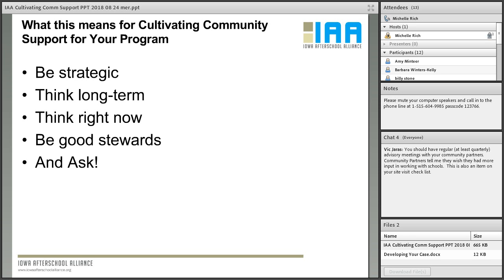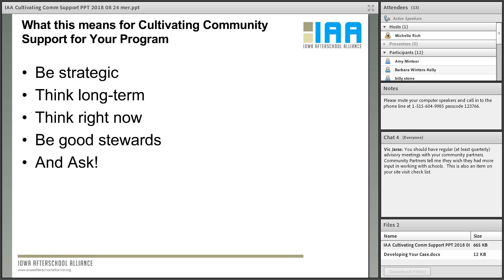Vic says you should have a regular advisory meeting with your community partners. Community partners, to him, tell Vic that they wish they had more input in working with schools. So this is also an item on the site visit checklist. Yeah, so how you are good stewards with community partners really is important to the Department of Education, as well as ensuring that you get gifts again the next year, and you have a good community supporting your program. So that's a good point, Vic. Thank you.